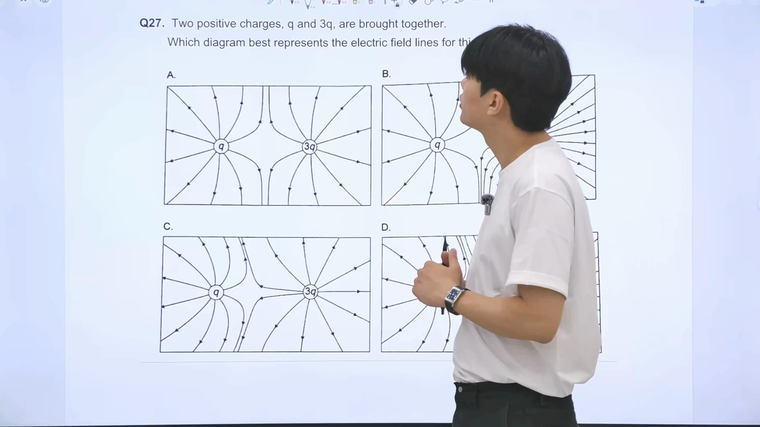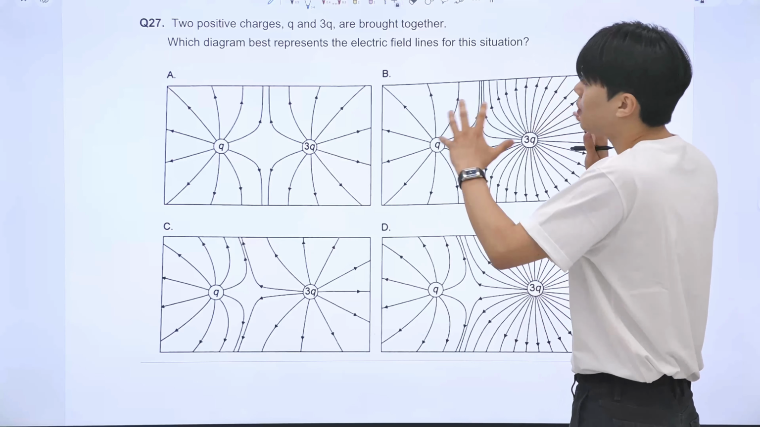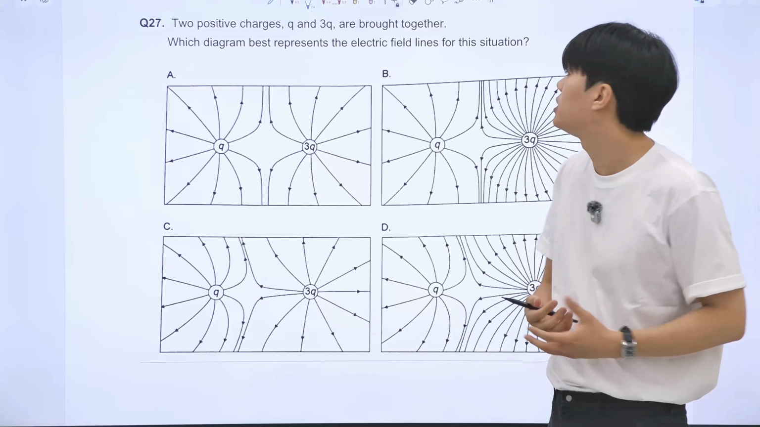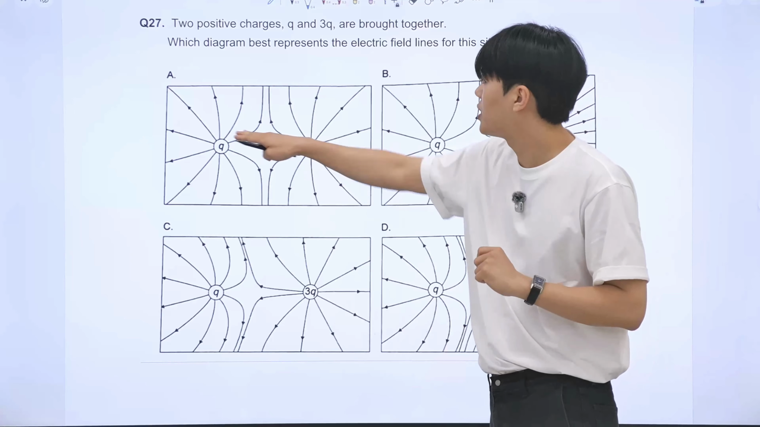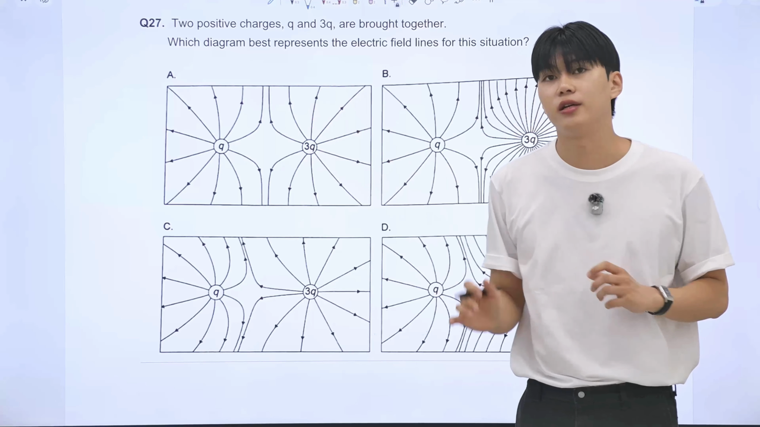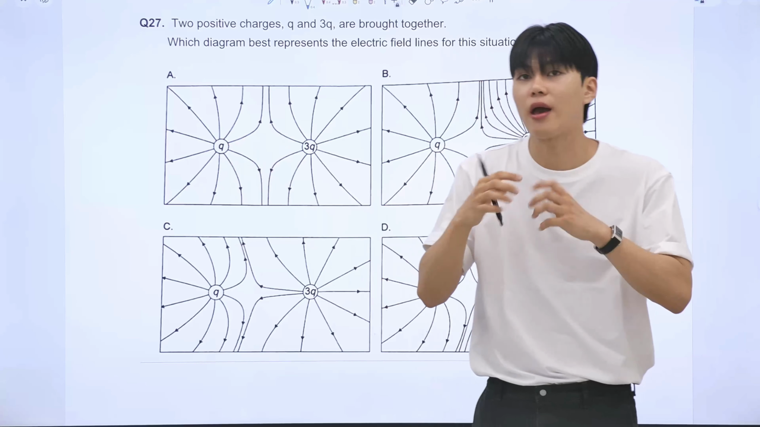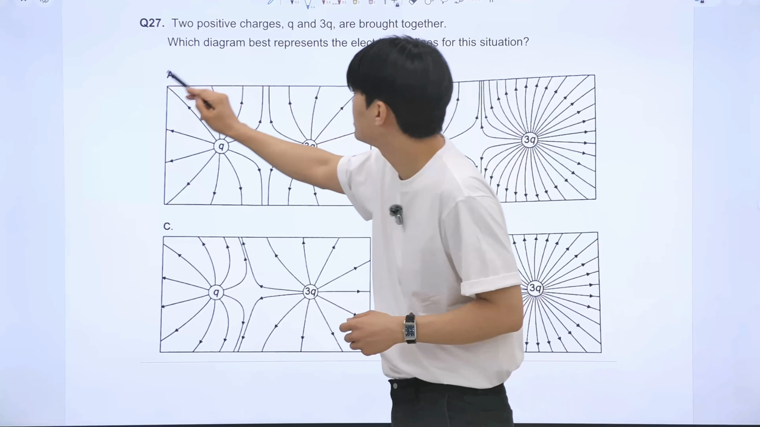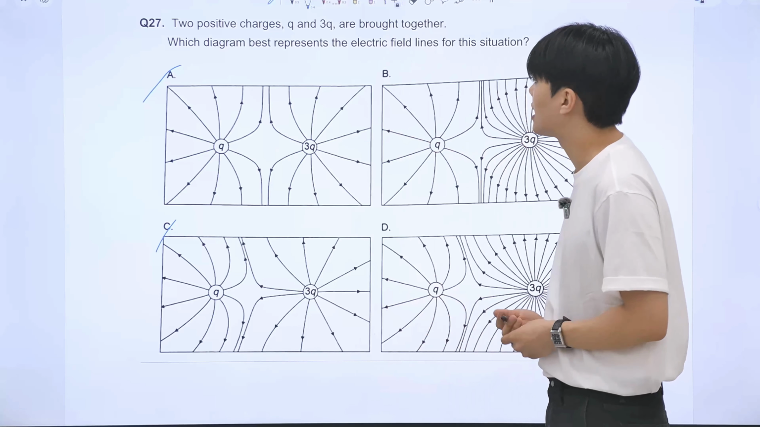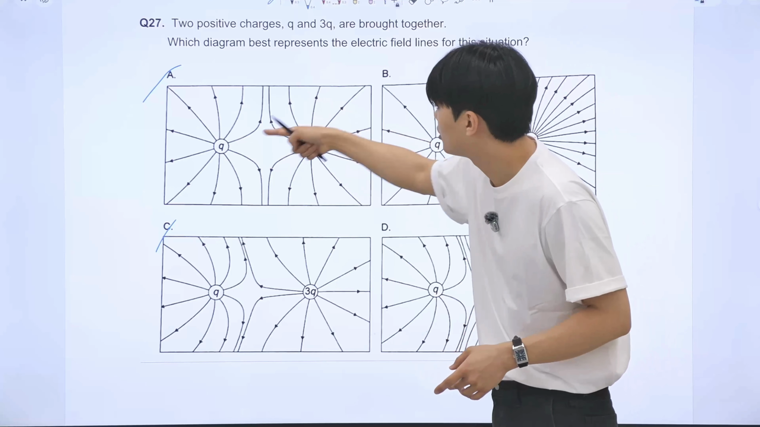Okay, next question. We have question 27. We have two positive charges, and we have to see what's going on with the electric field between them. We have Q and 3Q. Of course, 3Q is greater than Q, which means it should have more field lines than Q, right? So that means A and C automatically cancel out because they have the same lines for Q and 3Q.